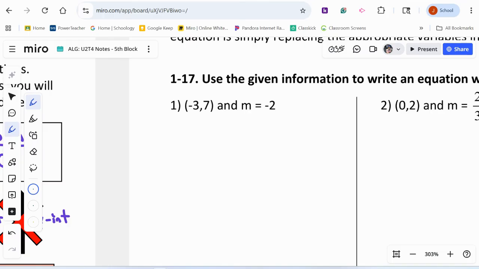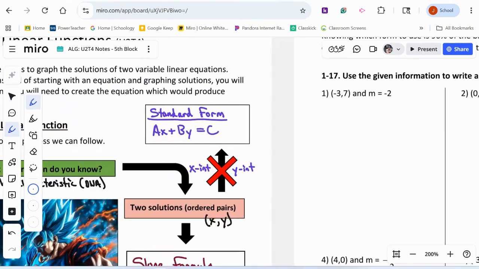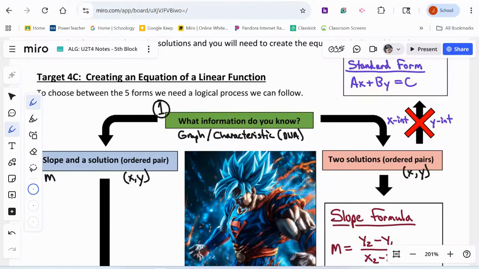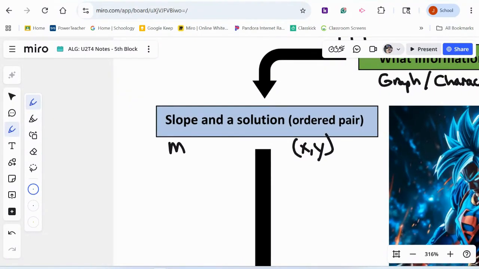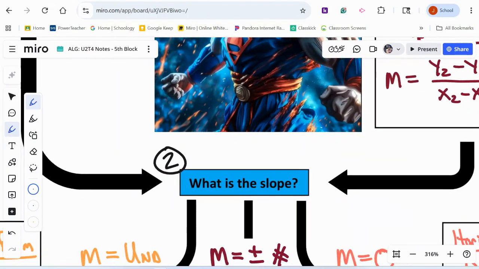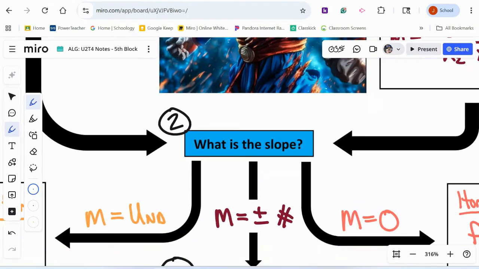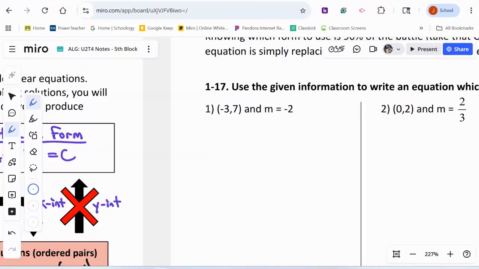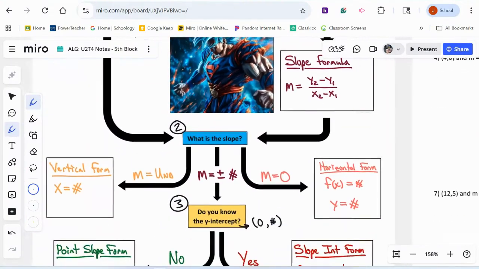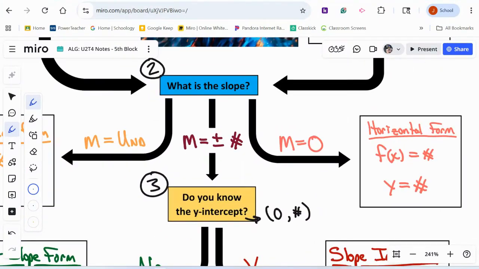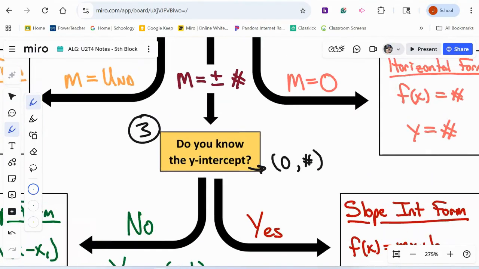So we're given a point and the slope of a linear function here. So the answer to our first question, what information do I know? I'm going to go left. I am given the slope and I'm given an ordered pair. So I can follow that down to question number 2. What is the slope? All right, well, pretty clearly, guys, that slope is negative, right? That's a negative slope. So we can now follow the middle line down to our third question, which is, do we know the y-intercept?